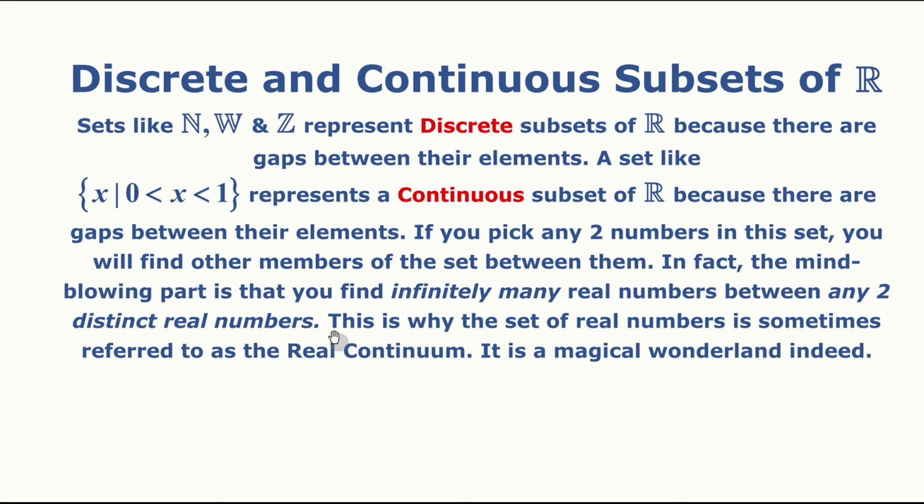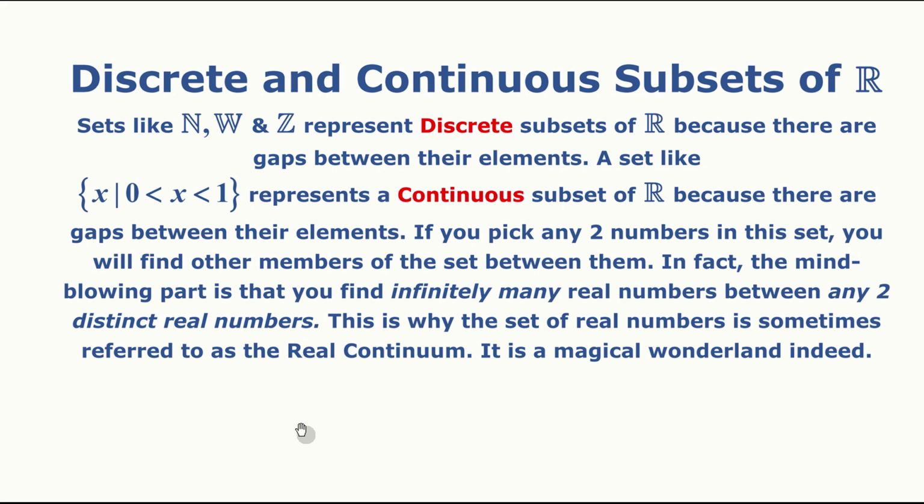Okay, so in fact, the mind-blowing part is that you'll find infinitely many real numbers between any two distinct real numbers. Even if you take the number from 0 to 0.1, all right, you can easily find infinitely many numbers inside there. How do you do that? Well, take the number halfway between 0 and 0.1. Then take the number again halfway between 0.0 and that new number that you found. And this process can go on and on and on and on, right?